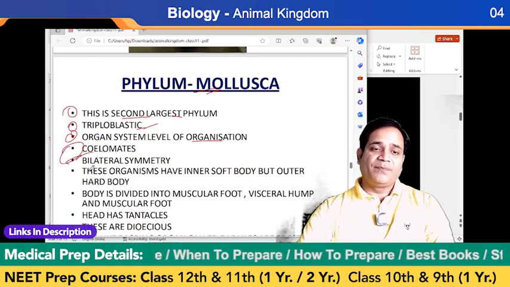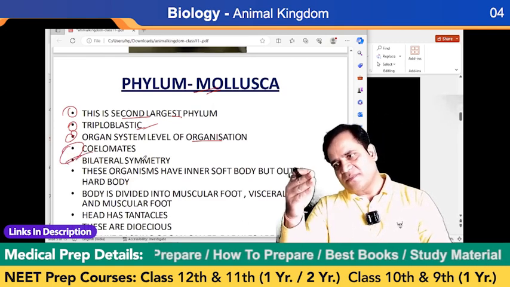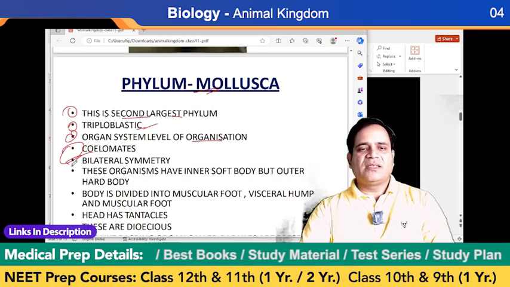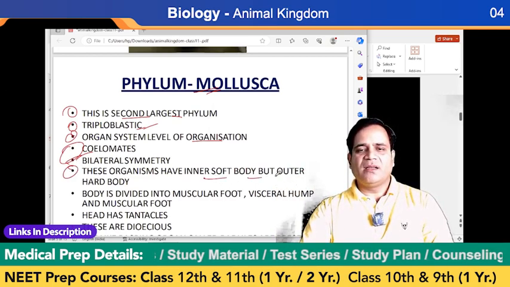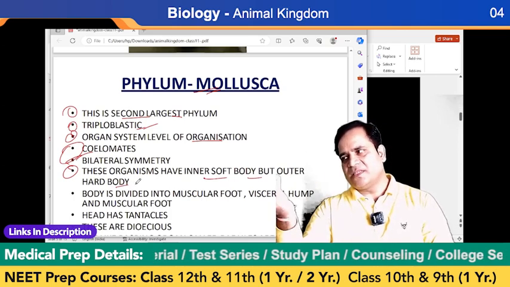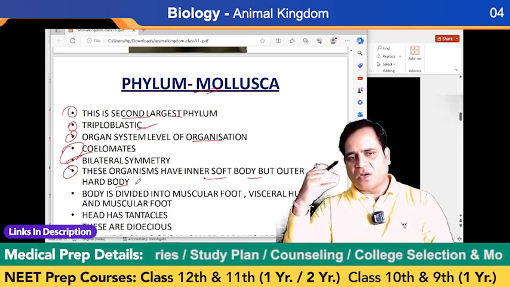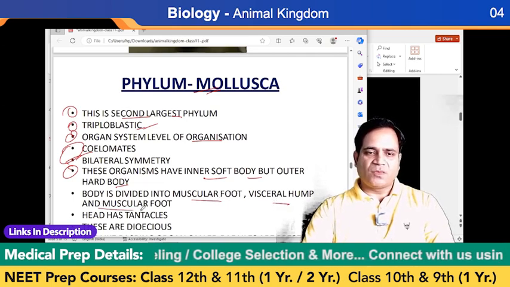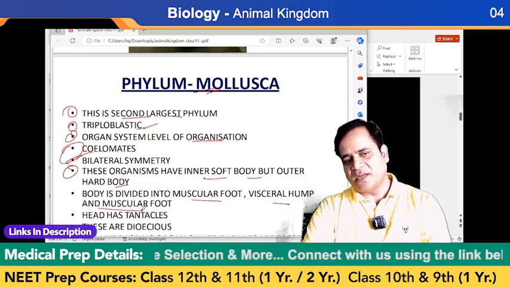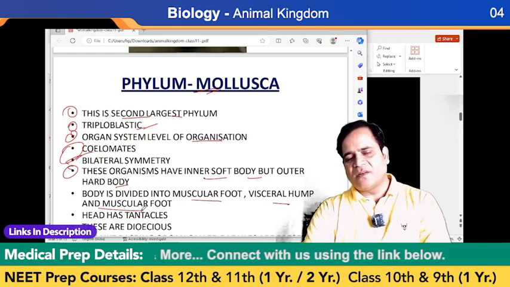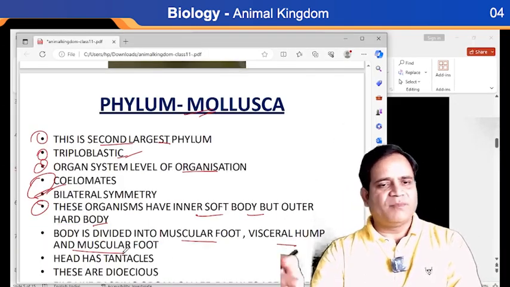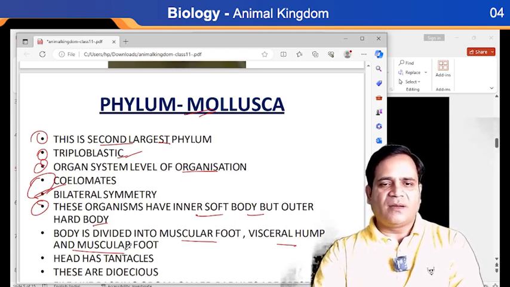Bilateral symmetry means that if we cut from the center of a plane, we divide the body into two equal halves. These organisms have an inner soft body but an outer hard body. Outer is hard and inner is soft. The body is divided into muscular foot, visceral hump, and head. On the basis of the covering of the body, they divide into three parts: head, visceral hump, and muscular foot. Clear?